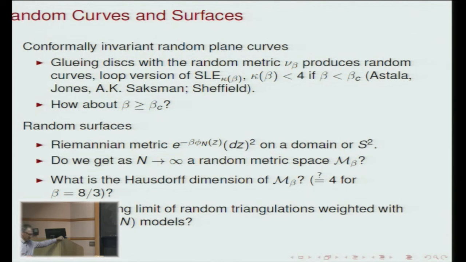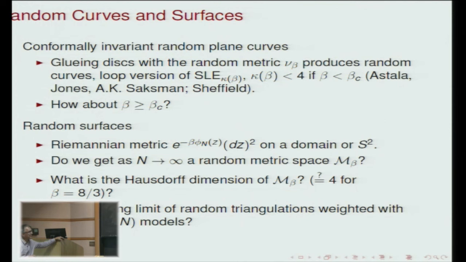That goes under the name of conformal welding. I won't explain that to you. But let me just say that one application of these noise measures was exactly that. You get SLE type curves, not in terms of the usual Brownian motion of SLE, but in terms of this two-dimensional free field, which is the source of the randomness.